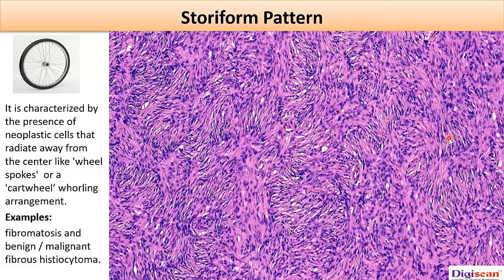Then we come to mesenchymal tumors. There are certain patterns which are very popular. They have been discussed, but I'll just go through them because they are very important. Storiform pattern. This is characterized by neoplastic cells that radiate away from the center like wheel spokes. You get the appearance of wheel spokes or a cartwheel, and this whirling pattern is present. So this is a storiform pattern, and this is seen in fibromatosis, DFSP, and malignant fibrous histiocytomas. This is a very characteristic storiform pattern.